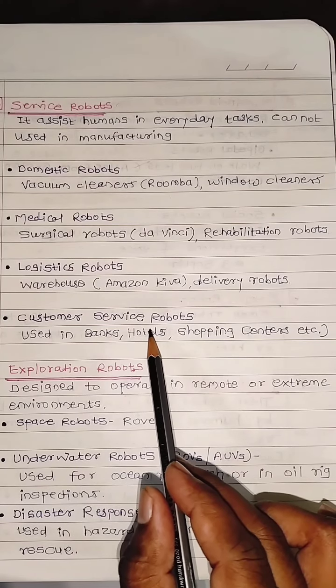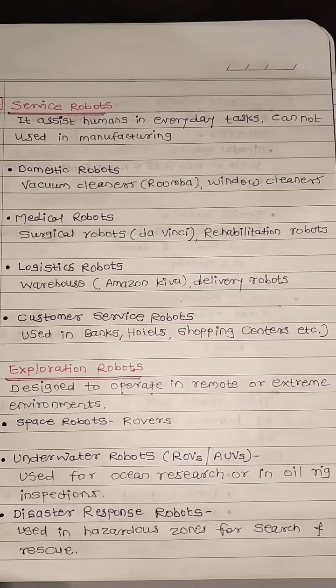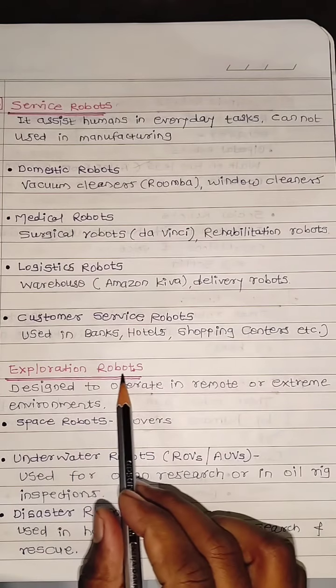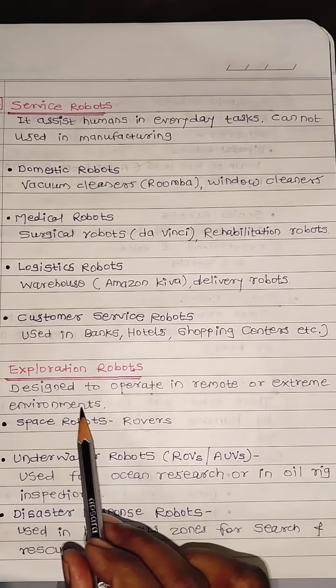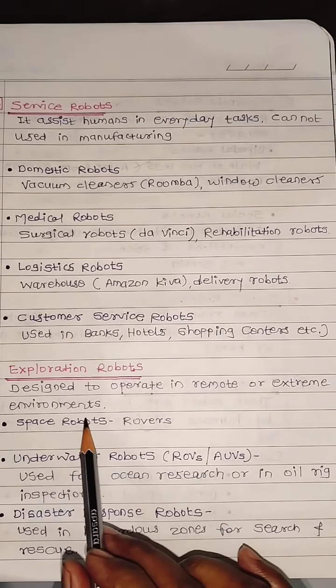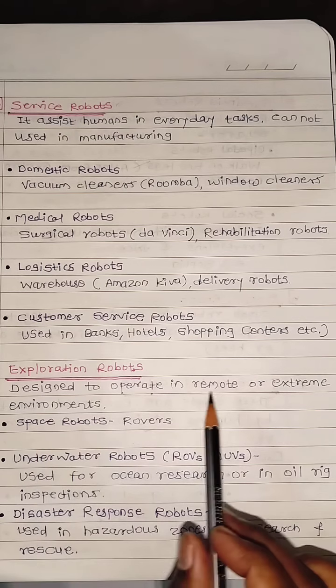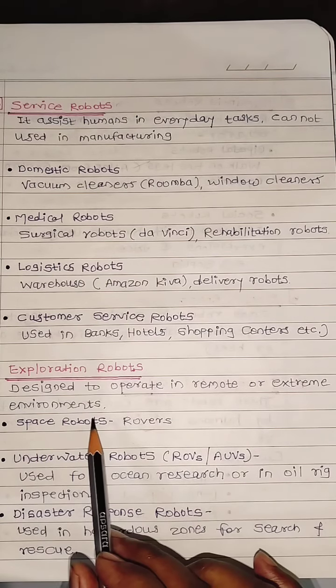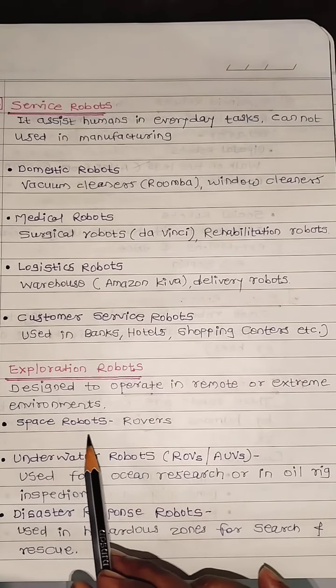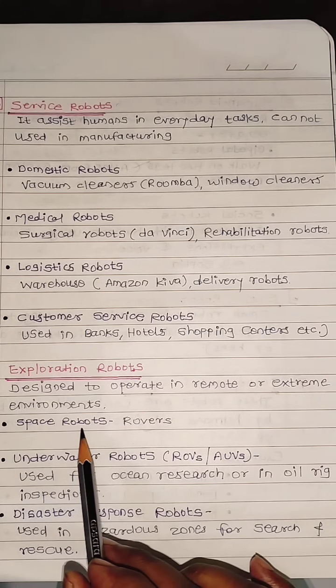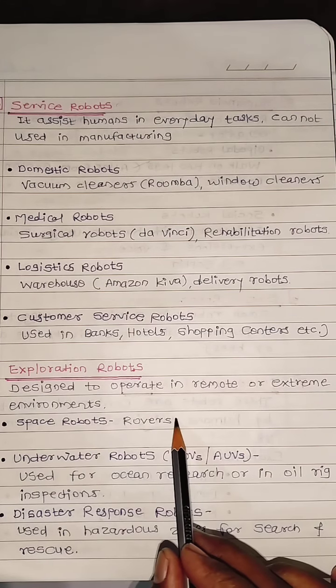So to provide this service from time to time, service robots are used. The next type of robot is exploration robots. These robots are designed to operate in remote or extreme environments. Space is a remote or extreme environment where humans cannot work easily, so these types of robots can be used. Rovers are examples of space robots.